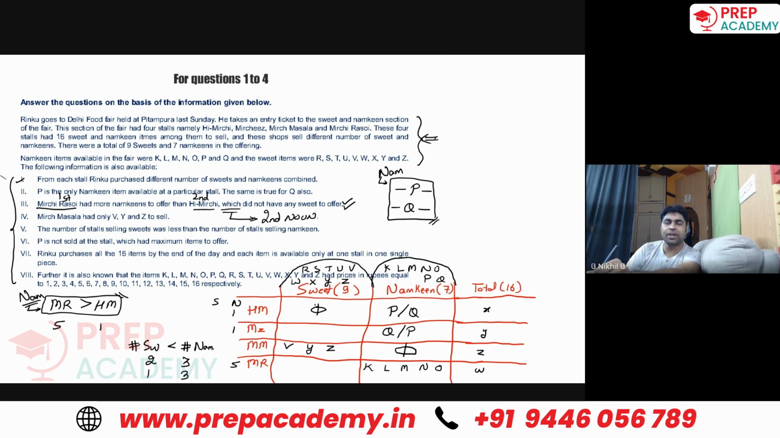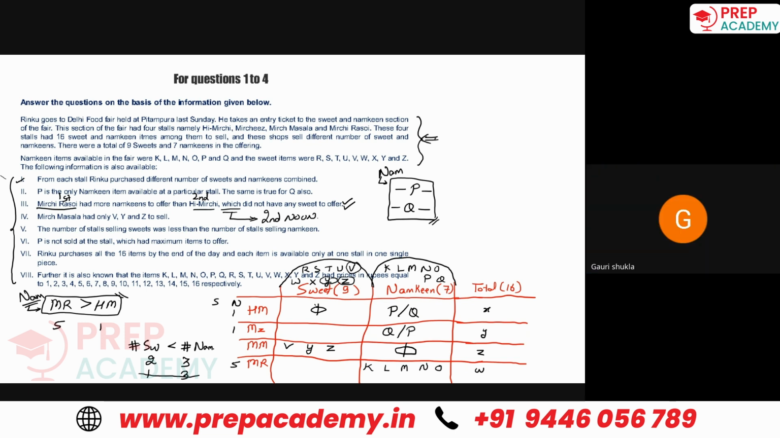So the number of stalls selling sweet cannot be zero because we have one of them. Even this is not possible. Why so? Because if V, Y, and Z are gone, then other than V, Y, and Z, there are still 4 plus 2, 6 items which are there to be sold, isn't it?